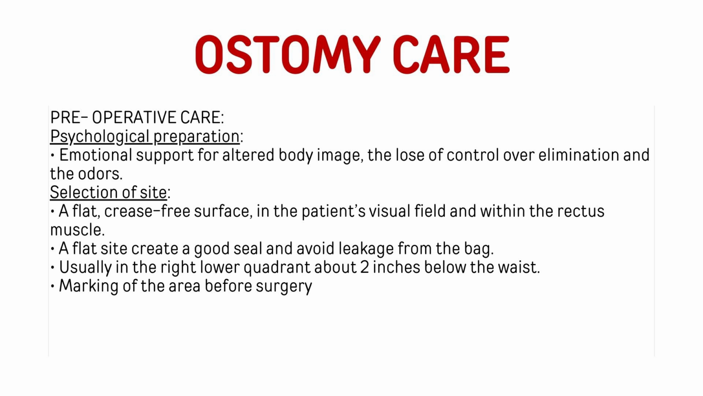And next pre-operative care is selection of site: a flat, crease-free surface in the patient's visual field and within the rectus muscle. A flat site creates a good seal and avoids leakage from the back. So usually in the right lower quadrant about 2 inches below the waist is a proper site, and marking of the area before the surgery.